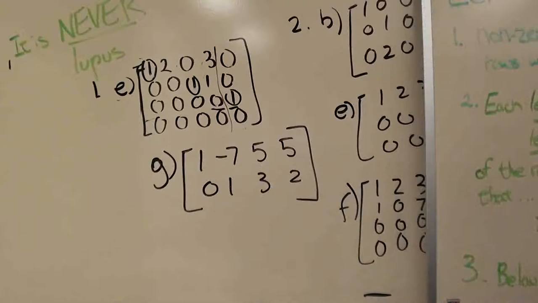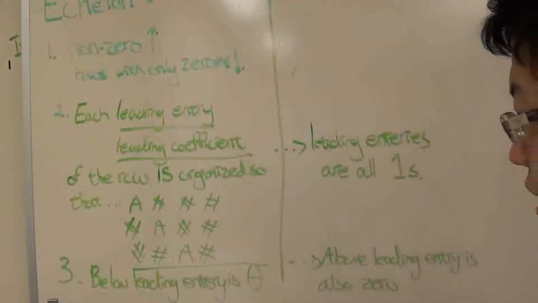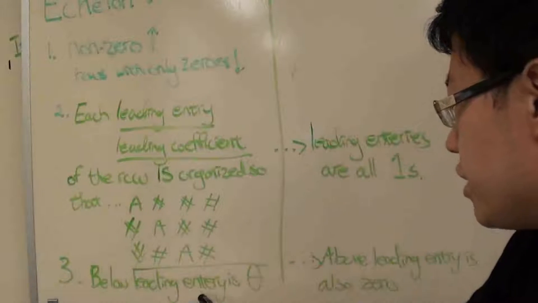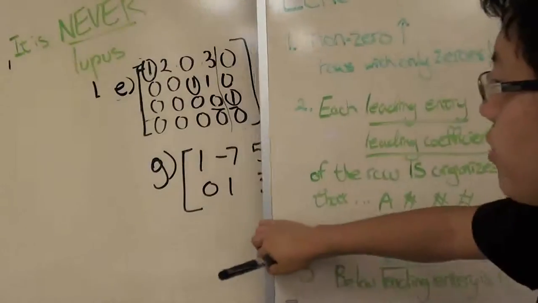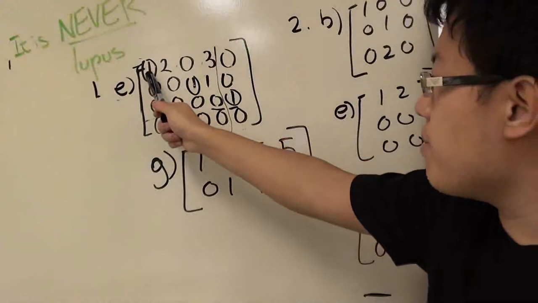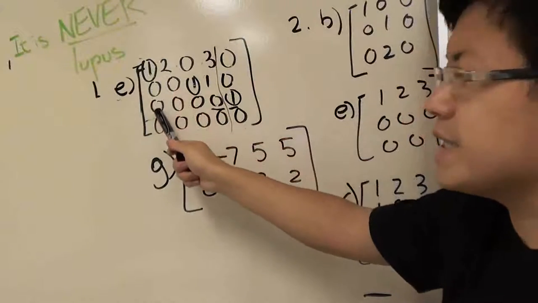And the last example, sorry, last rule, that is number three, you guys can sort of see it. Below a leading entry is always zero. So what do I mean by that? Remember, we were talking about all leading coefficients or leading entries. Any number below the leading coefficients must be zero.